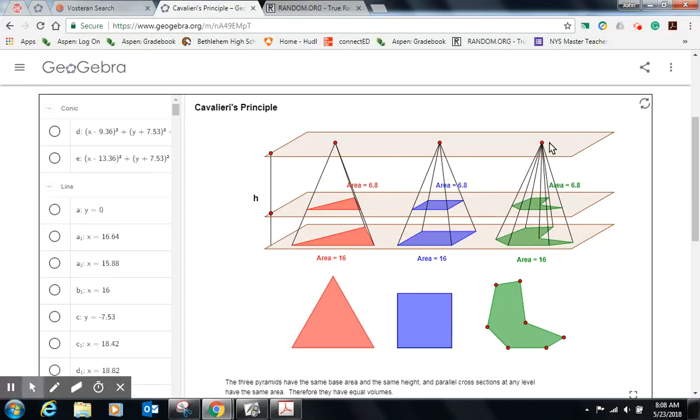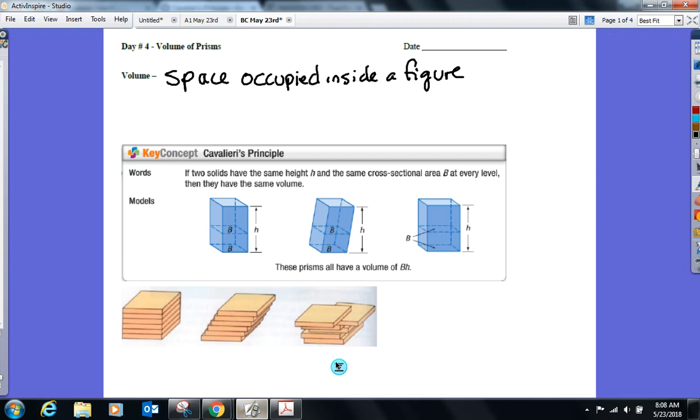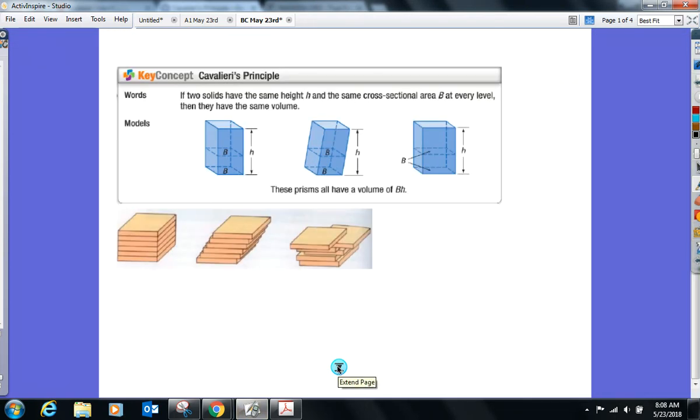All right, so take a look. Still has the same volume as the other two. Still, all three have the same volume, even though they're not standing straight up perpendicular to the ground. As long as the heights are the same and the cross-sectional areas are the same, the volumes are all the same. You can see I have a couple of examples here, like pizza boxes or cardboard boxes. No matter if they're stacked straight up vertically, leaning, or just a hot mess, they all have the same volume.